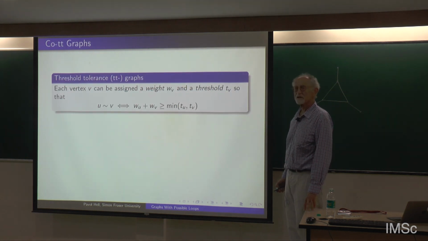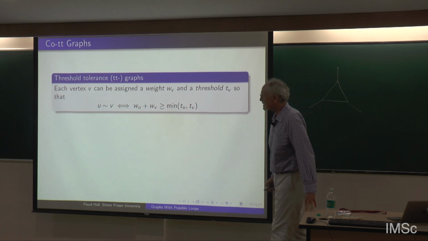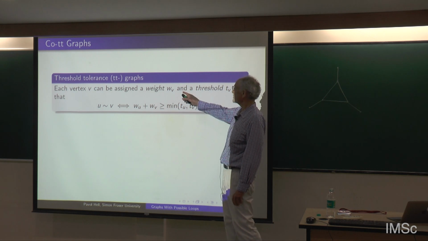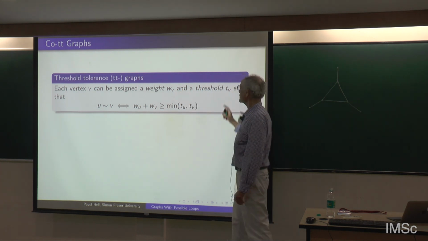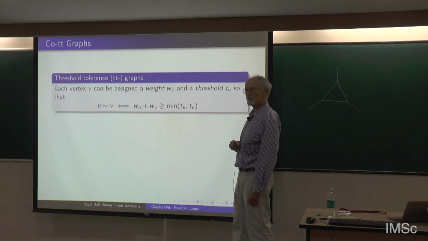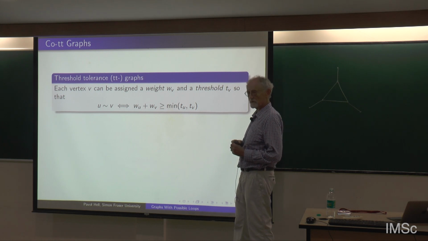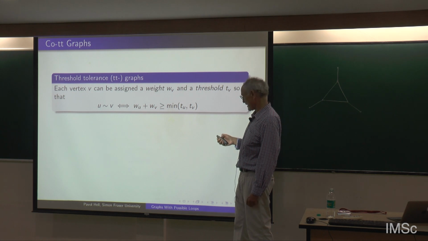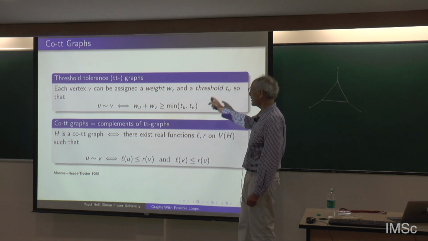Turns out that this has already been studied. It's the complement of a class that's been called the threshold tolerance graphs. So a graph is a threshold tolerance graph if you can assign to each vertex a weight and a threshold, and two vertices then are adjacent if the sum of their weights exceeds at least one of their thresholds. Now, I claim that we are looking at a complementary class. So let's reformulate this in the complement.